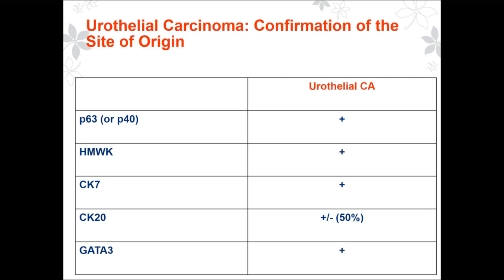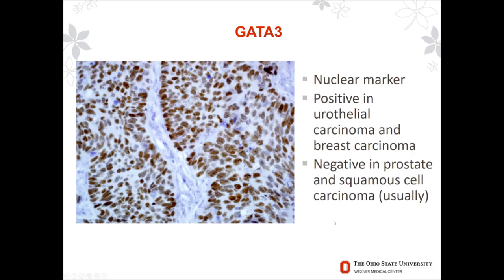The other reason why we use immunohistochemistry in bladder cancer is to confirm the site of origin. Oftentimes, if it's urothelial carcinoma metastatic in the liver or the lung, it will stain strongly with P63. It will stain strongly with high molecular weight cytokeratin. It will stain with CK7, and up to 50% of these will stain with CK20, and GATA3 is positive. The key marker that we use is GATA3, which is a nuclear marker. It's positive in urothelial cancer and breast cancer, but it's usually negative in prostate and squamous cell carcinoma.